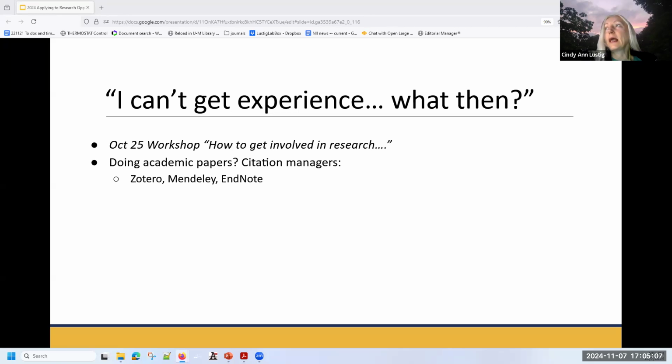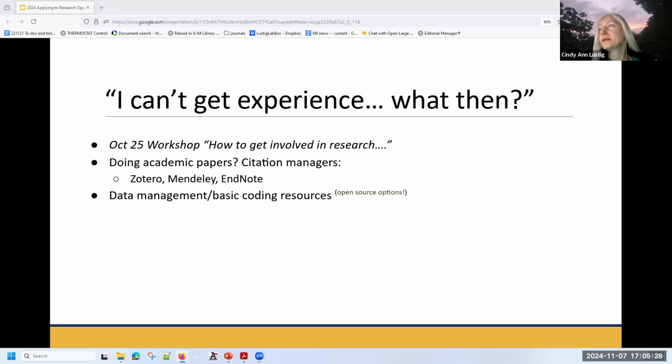Again, you can do things like if you're doing academic papers, even for your class, rather than managing your citations by hand, learn to use one of these common programs that we often use in the labs as well for our own research, and then mention that on your CV. So that's a skill that you can build.